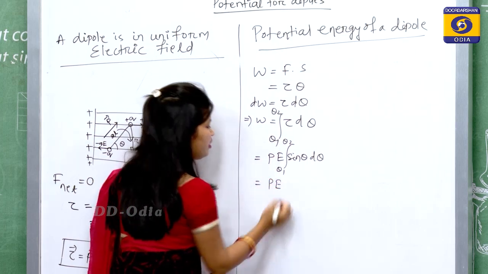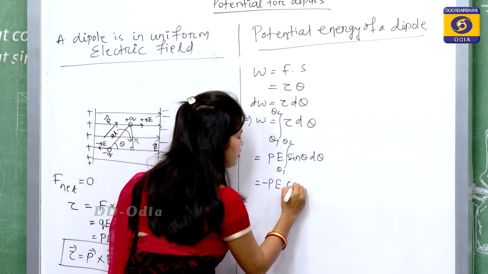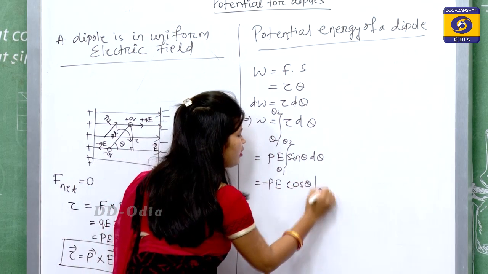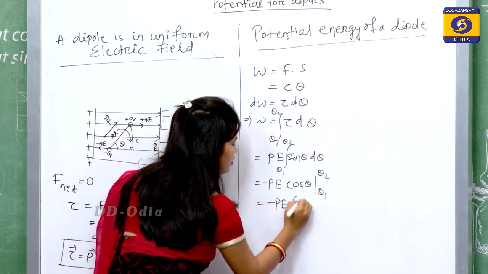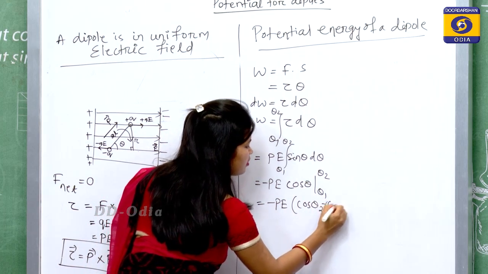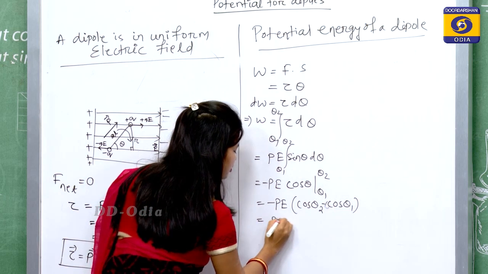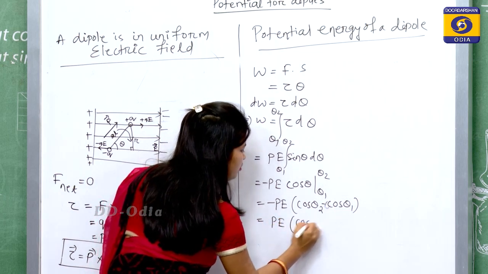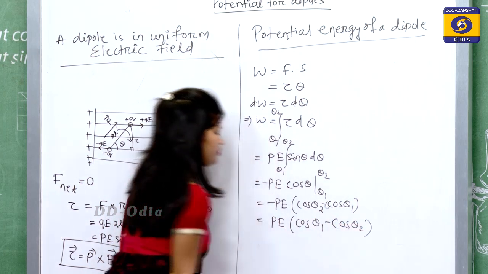So pE sin theta, the integration is minus cos theta. So minus pE, cos theta from theta 1 to theta 2, it is minus pE into cos theta 2 minus cos theta 1. So I can write here, this is pE whole into cos theta 1 minus cos theta 2.